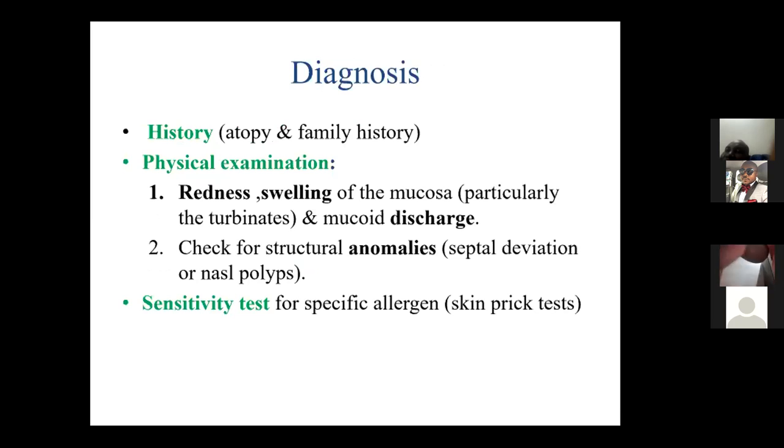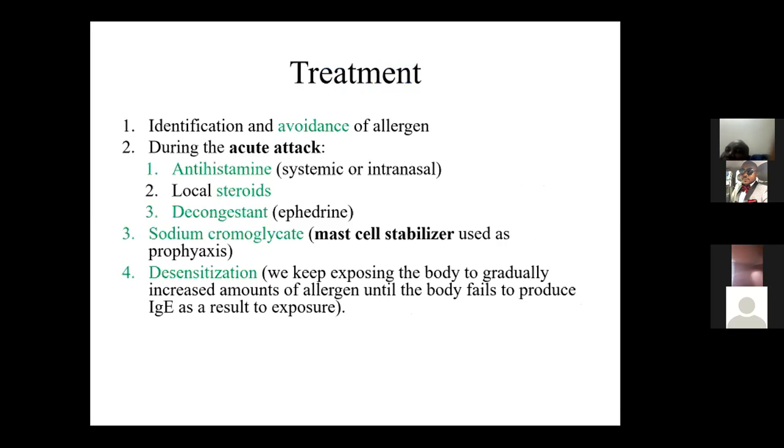Now, for diagnosis, it is important to note a history of atopy, or similar conditions in the siblings or in the patient. On physical examination, you look at the nose, checking the nasal mucosa, the mucus discharge, the color, and also the nasal crease. Also check for structural abnormalities: see if there is septal deviation, nasal polyps, even cleft palates, cleft lips, and anything that can predispose to this. Also sensitivity tests, skin prick tests, can be done in diagnosing this condition.